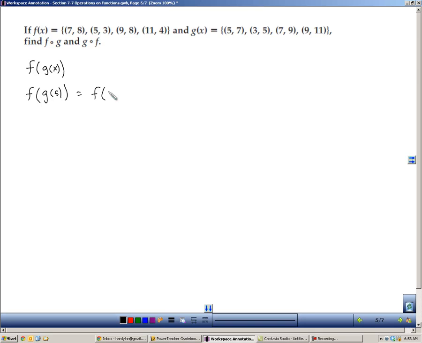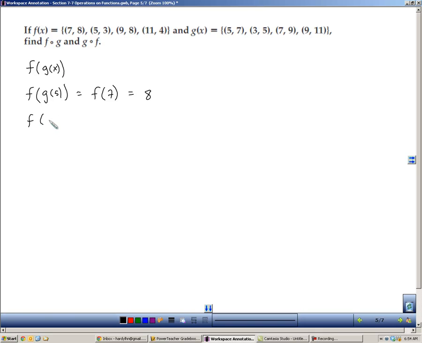So we're actually going to find f of 7 now, because that's what g of 5 is. G of 5 is 7. And then go to the f function. You see a 7 for the domain, and then you get an 8 for the range. So the composition with the number 5 gives us an 8. And we do that with all of these.